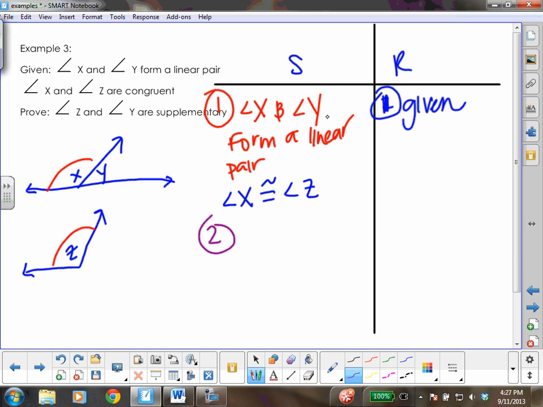So since angle x and angle y form a linear pair, I know that their measures have to add up to be 180. So the measure of angle x plus the measure of angle y has to be 180 degrees. Again, since I'm talking about measurements, I need to put the m's in there to indicate measurement. That would just be because of the definition of a linear pair.